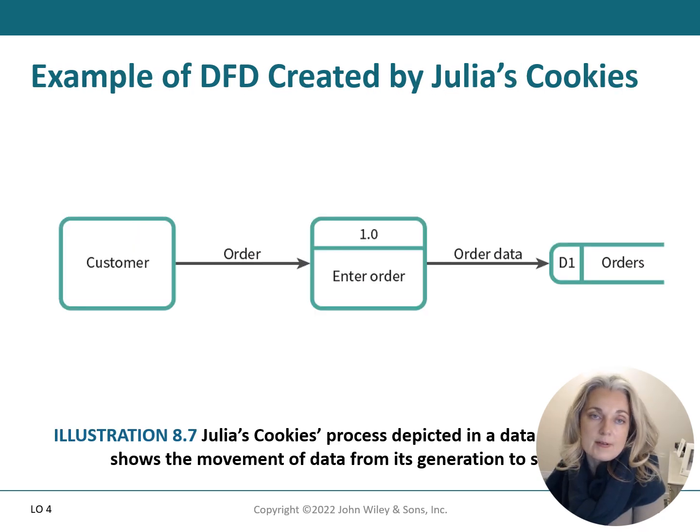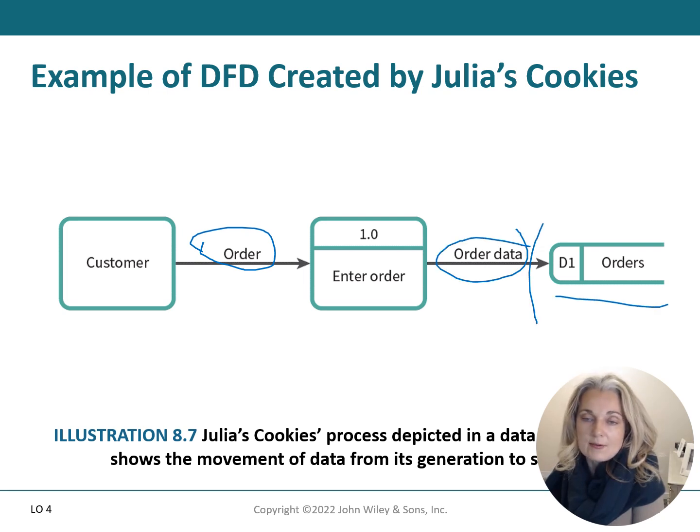So here you can have your lines moving in multiple directions. Here's an example of a simple data flow diagram. We have a customer who is placing an order. So here we see the word order, so we know what they're doing. The order is entered into the system, and this is the order data that is stored in our orders database.